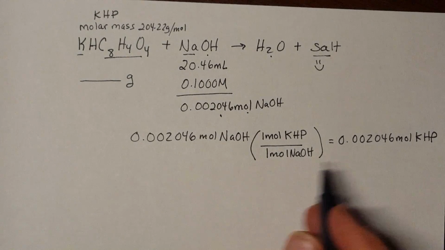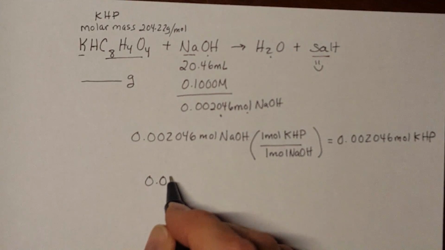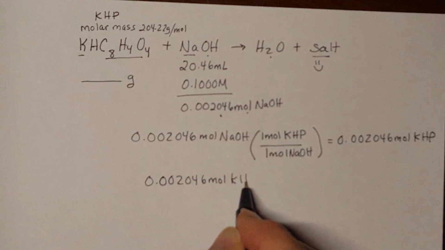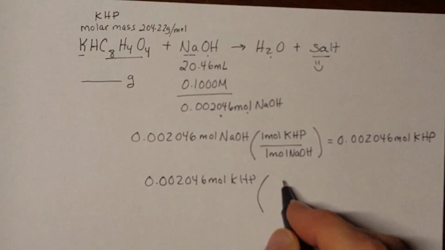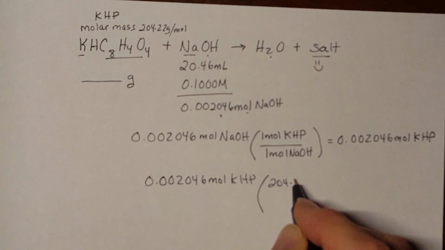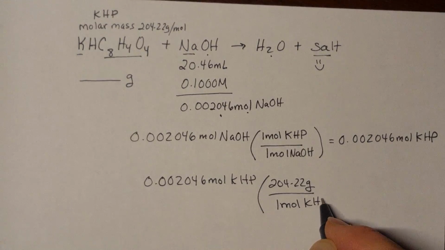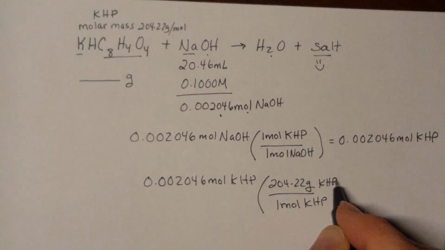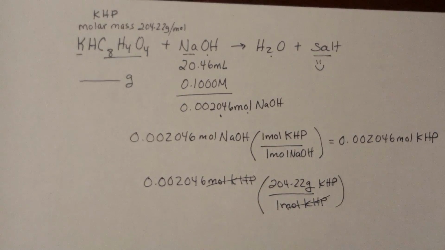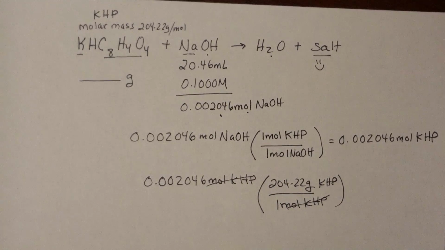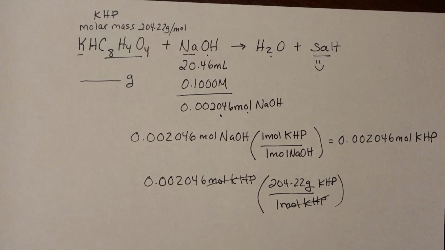Okay, well, we know the molar mass, so 0.002046 moles of the KHP times 204.22 grams for every 1 mole of the KHP. That's just abbreviating it again. And if we multiply that, we're going to get 0.418.